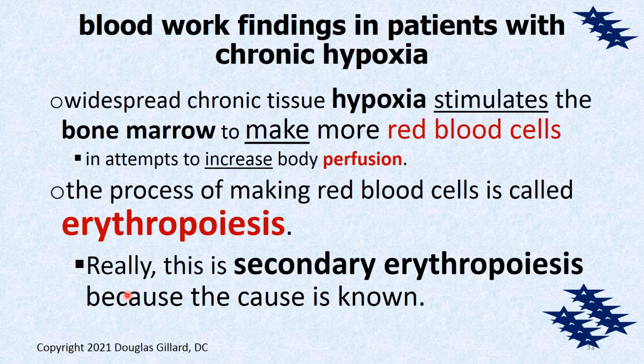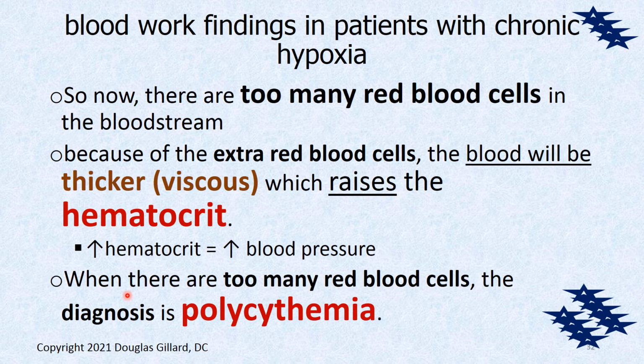Really, technically, this is secondary erythropoiesis because we know the cause of it. So it's secondary to this PFO. And this goes for any right to left shunt, what we're talking about, not just a PFO, pulmonary hypertension. Any condition that causes a right to left shunting of blood will do this.